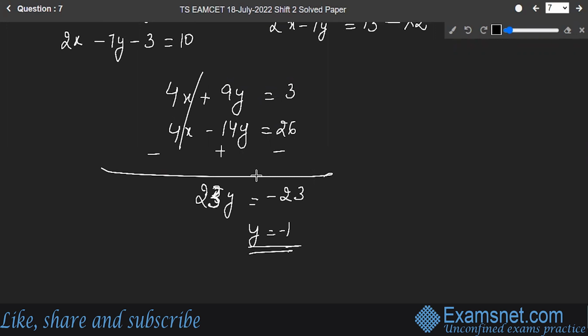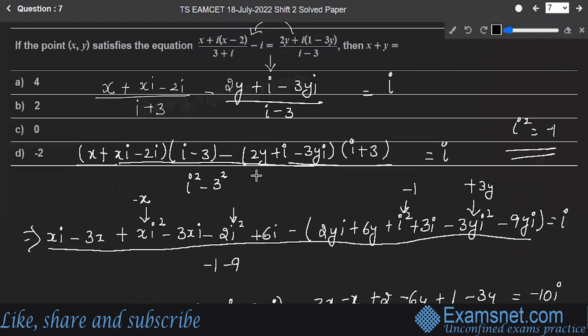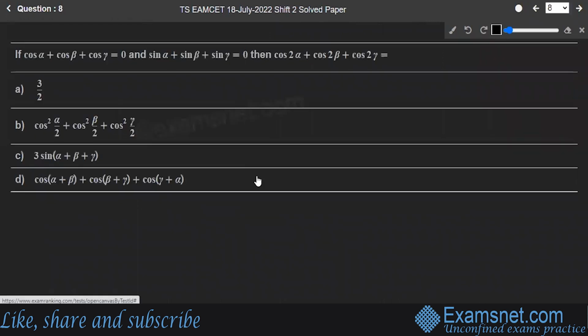X also, I had the equation 4x plus 9y is equal to 3. 4x minus 9 is equal to 3, or x will come out to be 3. So 12 divided by 4 gives you 3. And you have to add both of them. You have to find out x plus y, which is equal to 3 plus minus 1. That is equal to 2. So the value of the answer is equal to 2. Option B is the correct answer. Hope you got that. Next is question number 8.